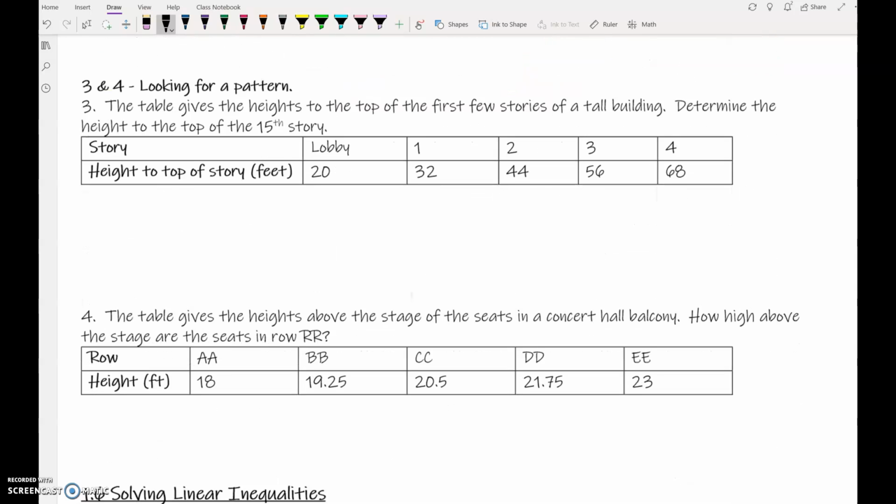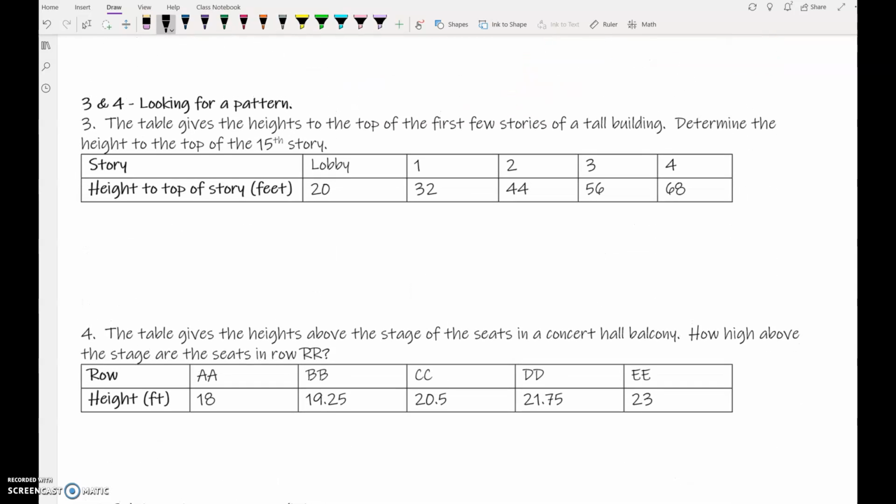All right, next is looking for a pattern, and this might be more comfortable for some of you because it's kind of like y equals mx plus b. Basically, this is an XY table. The table gives the heights to the top of the first few stories of a tall building. Determine the height to the top of the 15th story.